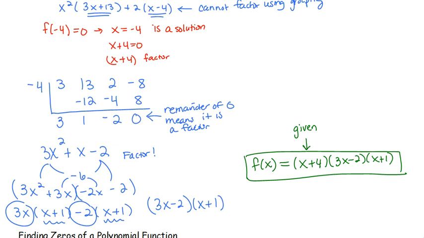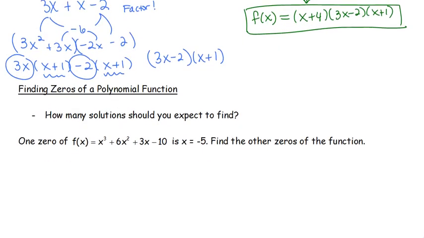Alright, we're going to take that even a step further, and we are going to find all of the zeros. And we know that zeros is another word for roots, which is another word for solutions. And if it's a real solution, it's an x-intercept. So how many solutions should we expect to find? And this again is going to be a review. In this case, we have x cubed plus 6x squared plus 3x minus 10. I should expect to find 3 solutions. And remember, we look at our degree for that.